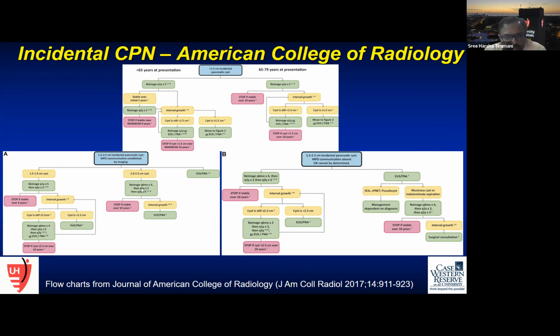The follow-up recommendations you can look up in your free time, but the key thing is to remember when to stop the surveillance. One additional good thing about the ACR is they recommend a stop date. They recommend stopping at 9 or 10 years based on the size and age. And one thing to remember is that whenever the size increases during follow-up, they jump from one flowchart to another based on the new size during follow-up.